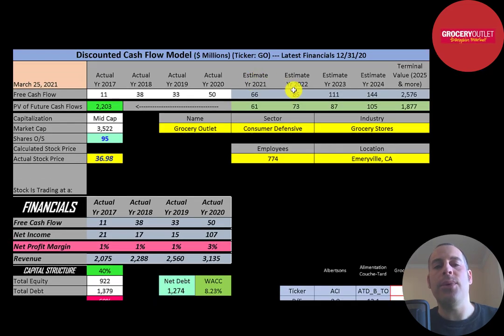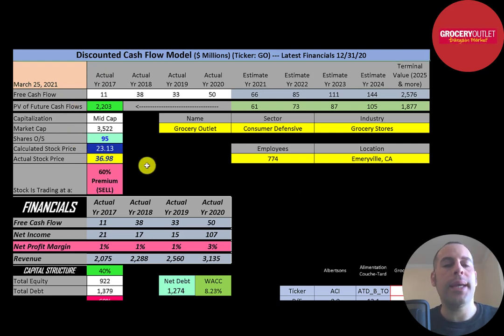We estimated 4 years of future free cash flows. We also estimated a terminal value, which is all cash flows past year four, that's $2.6 billion. We discounted those numbers back to today using the weighted average cost of capital. We get a value of the company of $2.2 billion. We divide that by 95 million shares, and we get a calculated stock price of $23. It's trading at $37, so they're trading at a 60% premium. It's a sell according to the model.